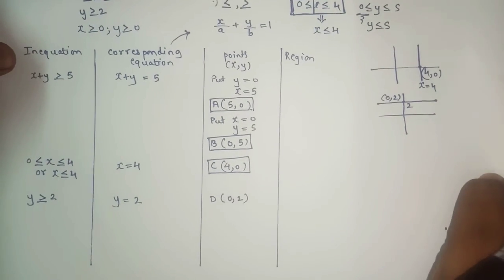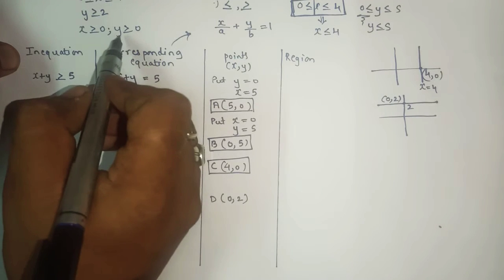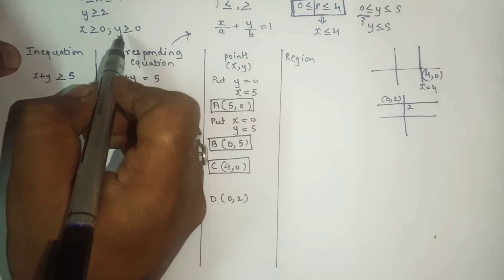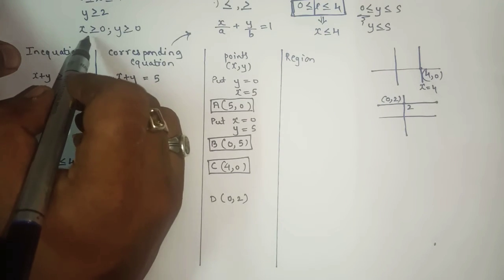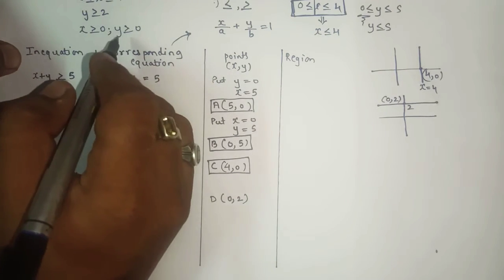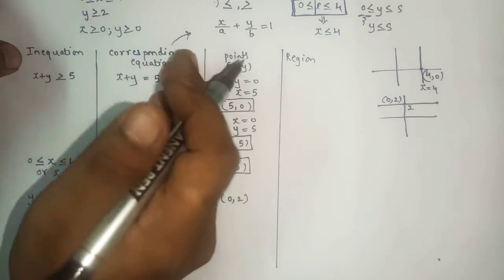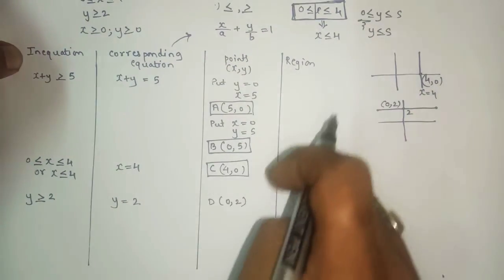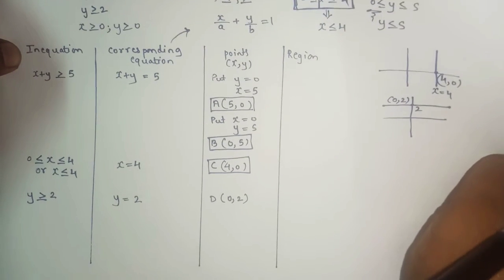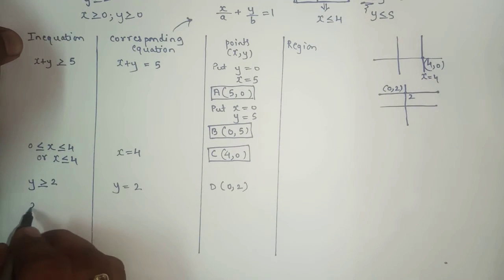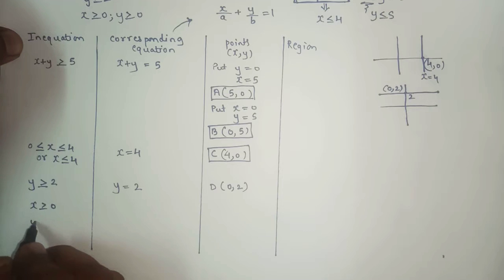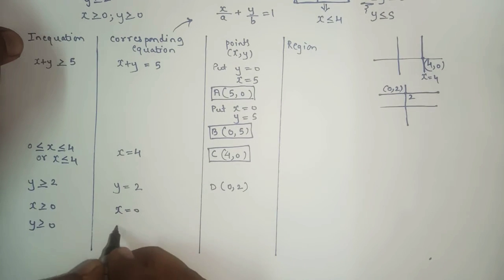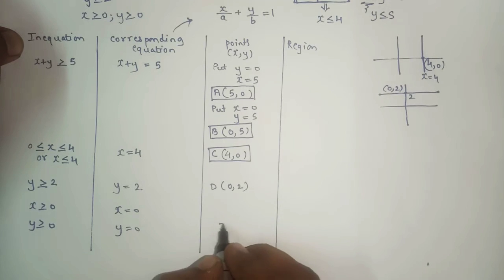Okay. After this, here we have the condition x greater than equal to 0 and y greater than equal to 0. It means the coordinates of x and y will be more than 0. That means they will be positive, and all the points will lie in the first quadrant. So here x greater than equal to 0, y greater than equal to 0. It means x equals to 0, y equals to 0. Here no need of writing anything.